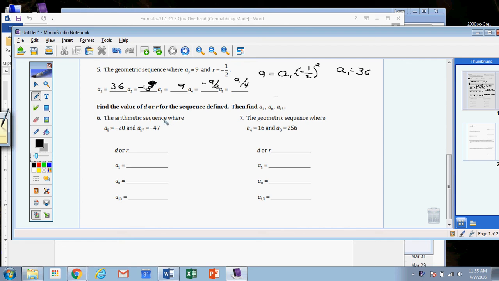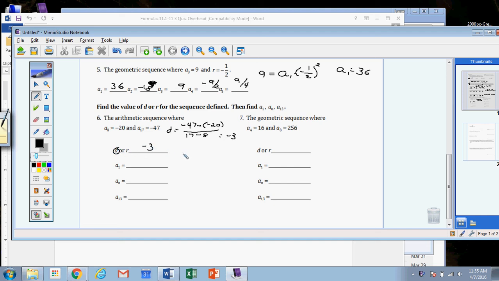All right. Now, number 6. The arithmetic sequence where the 8th term equals negative 20 and the 17th term equals negative 47. Well, right away we know we need to find our d value. So d is going to equal negative 47 minus a negative 20, all over 17 minus 8. And that's going to equal negative 3. So our d value is negative 3.